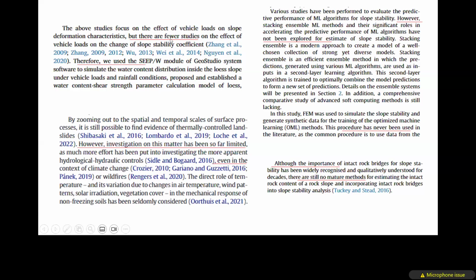Now, this particular word, "but", the connection between the two sentences, has given a very strong contrast from the first part of the sentence, and this adverb, "but", introduces the research gap, right? Therefore, this word "therefore" is a connector. It gives a sentence that presents what they are planning to do in their research. Because there are only a few studies, they are using some method to do certain things. Now they are using this SEEP/W module. This "therefore" is a connector between the previous arguments and the next.